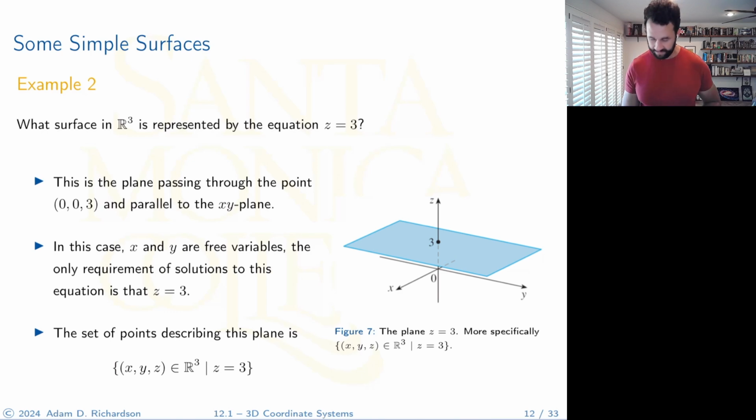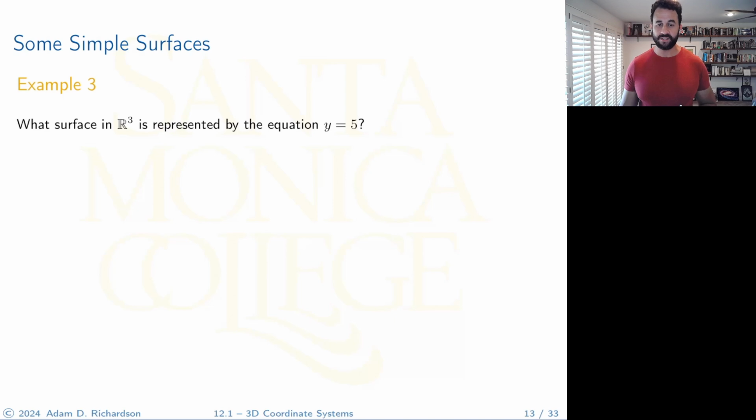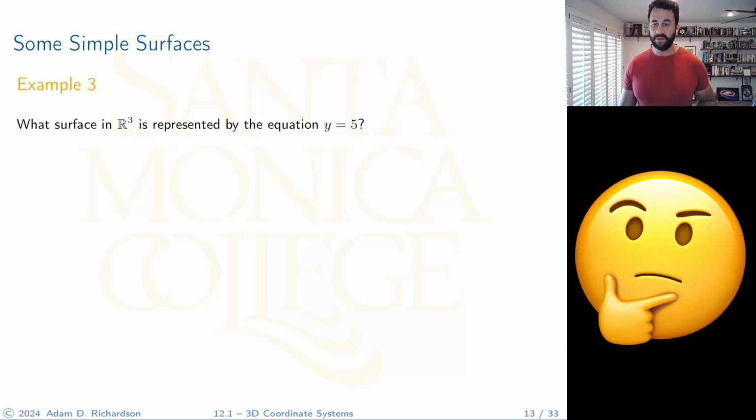All right. Okay, how about this one? What surface in R3 is represented by the equation y equals 5? So you think about this one for a minute.